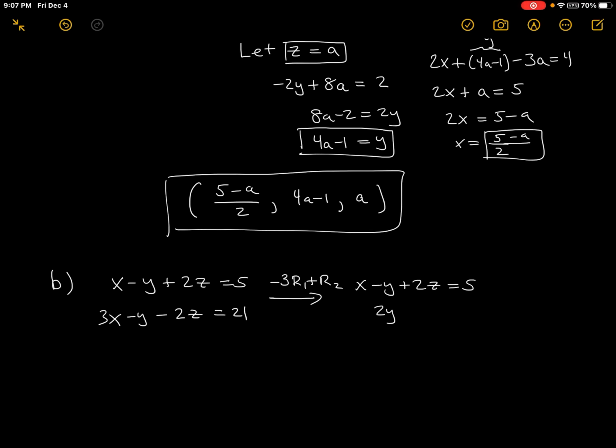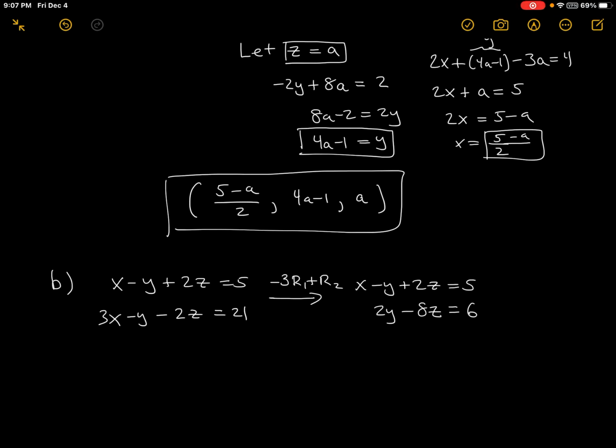Negative 3 times 2z is negative 6z. Negative 6z plus negative 2z is negative 8z. And then negative 3 times 5 is negative 15. Negative 15 plus 21 will just give you 6. Okay, so you are technically in row echelon form.